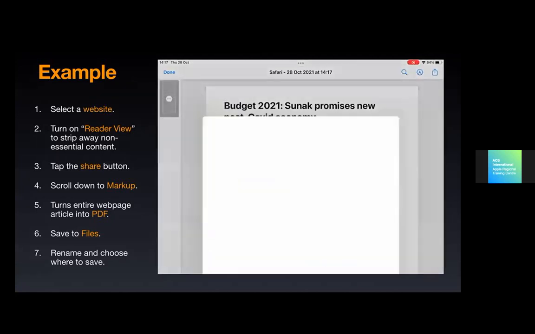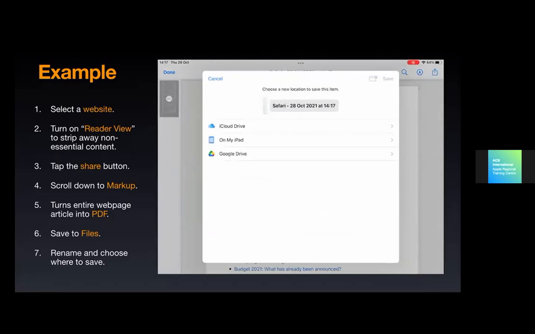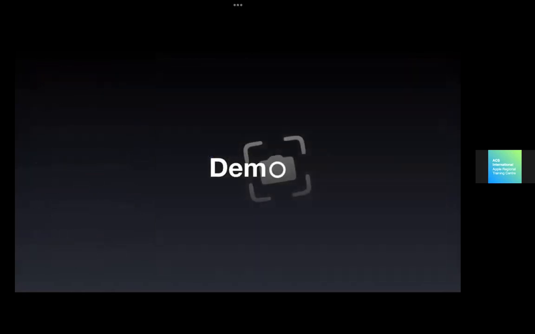When you're finished, you can then save to files, rename it, because what it will do is give a standard name holder right there, which is usually just the website and then the date and time. But you want to make sure that you give it a different name for ease of finding it later on. And so that is the demo of doing the PDF versions of the websites for annotation and markup.